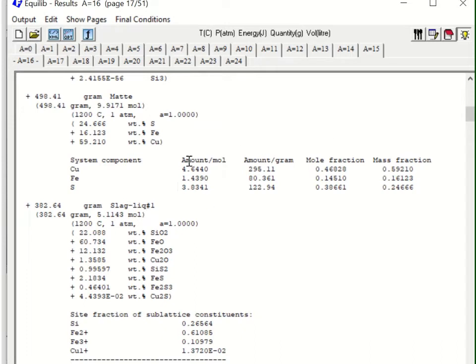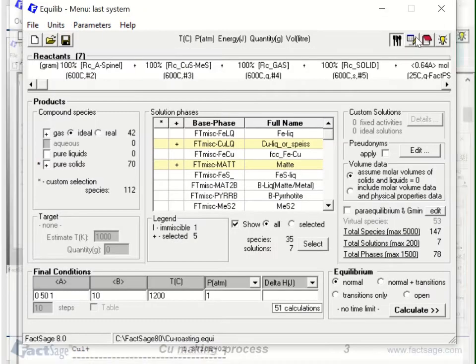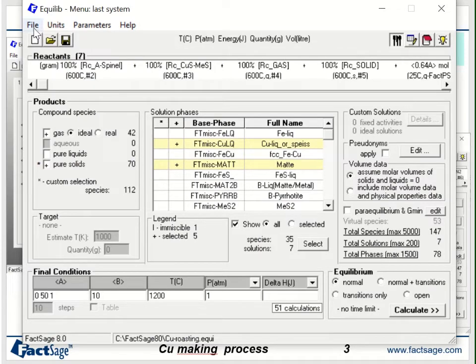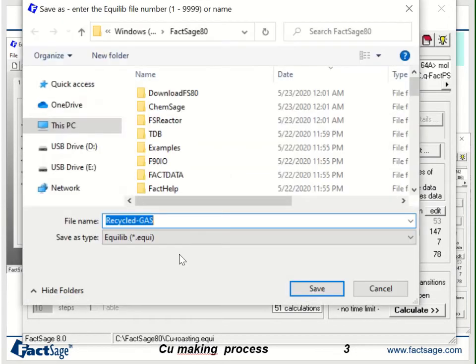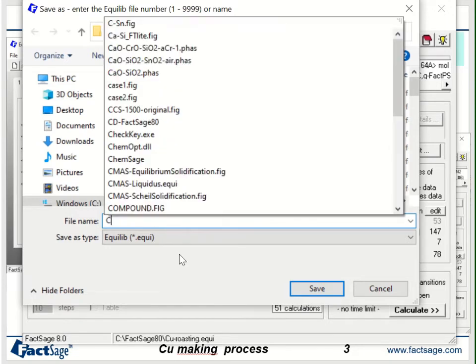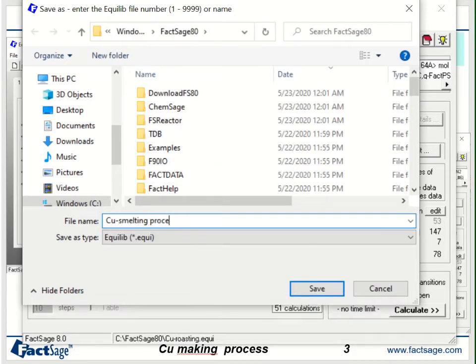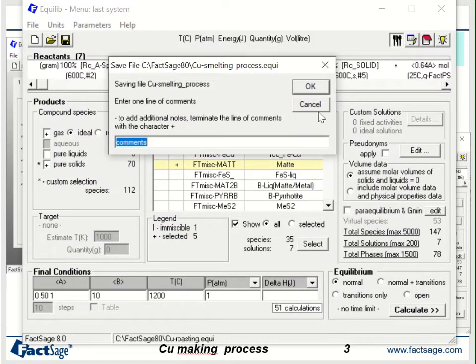Okay, so once you believe this calculation is very good, and I want to use this one in the future again, what you can do is go here and save this input and all the calculation conditions as a file. So a clip file. So save as. You can say, okay, I like it, so it's a copper smelting process, for example, something like this. Okay, and then save, and then you can say the copper process at 1200 degrees Celsius, for example.